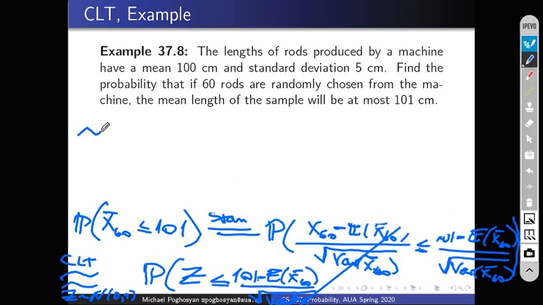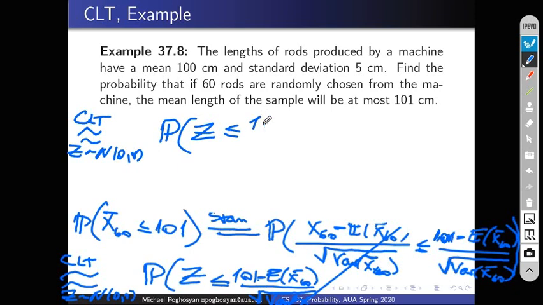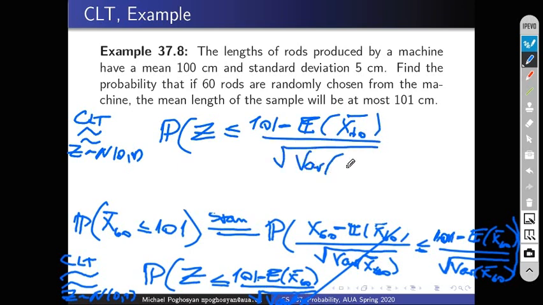Okay, so by CLT, for z from normal 0, 1, we'll have the following. This probability is approximately the probability that z is less or equal than 101 minus the expected value of x bar 60 over the square root of the variance of x bar 60. Now I'm calculating these numbers.